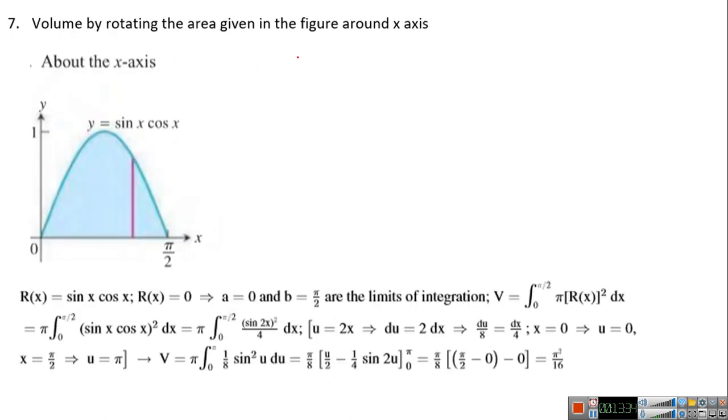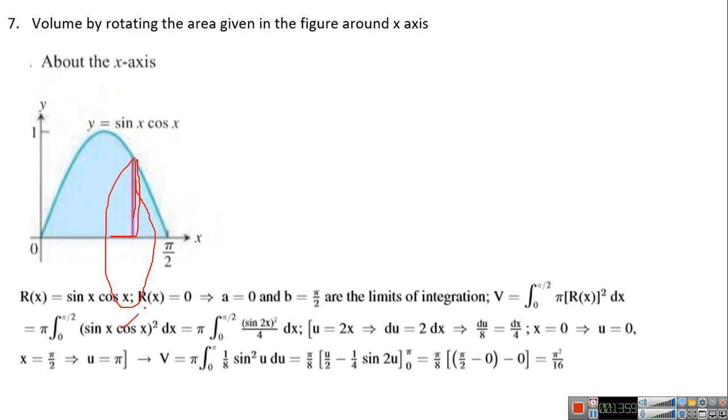More problem. Find the volume by rotating the area given in the figure around the x-axis. Now the figure is given. You want to rotate it across the x-axis. This is a horizontal rotation, so it's the disk method. The radius is from here till here, which is the function. So from 0 till pi over 2, pi times sine x cosine x, all squared.